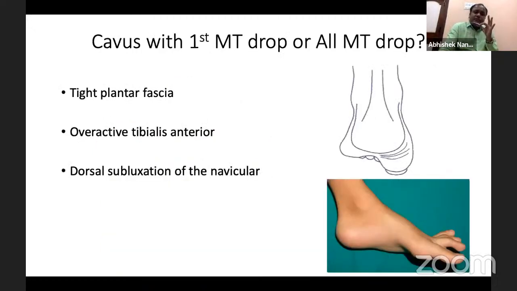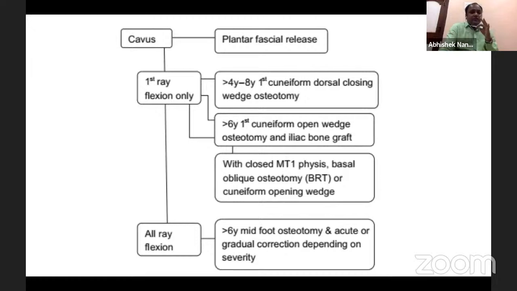Cavus has to be evaluated for whether it is associated with first metatarsal drop or all metatarsal drop. Causes of cavus are generally a tight plantar fascia and an overactive tibialis anterior, which may cause a dorsal subluxation of the navicular, as I explained before. So if cavus is isolated without any ray drop, just do a plantar fascia release.